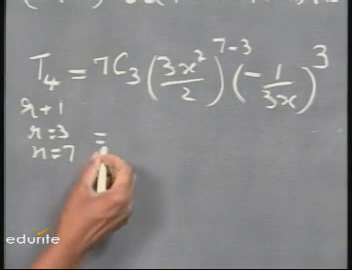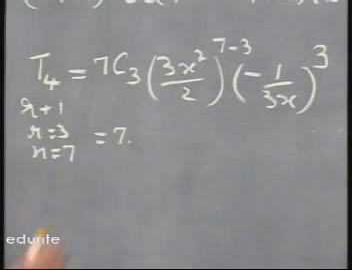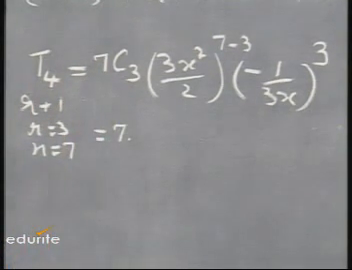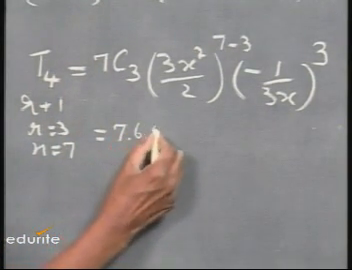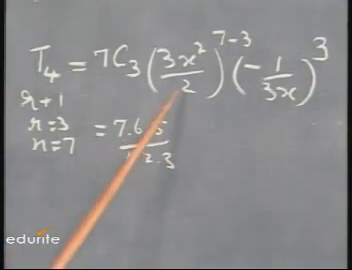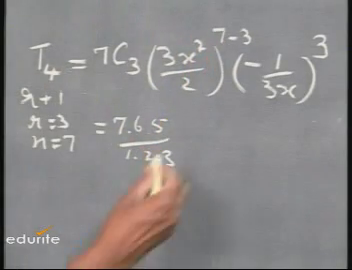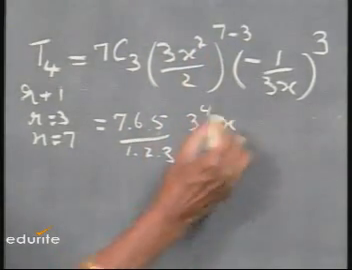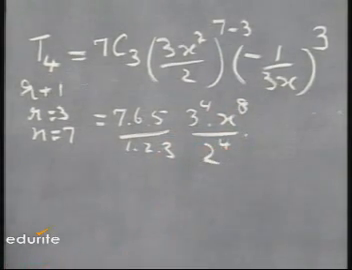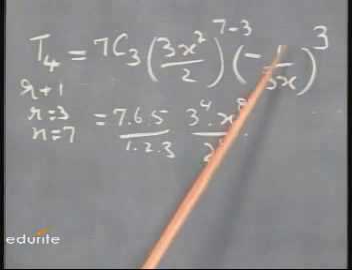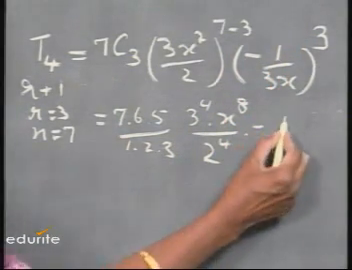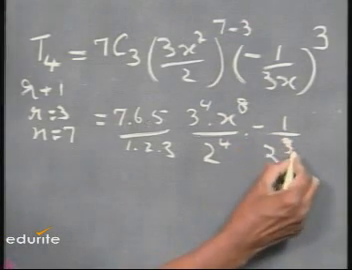Now this has to be worked out. So this will be 7C3. To work out 7C3, we know that there are going to be 3 terms: 7, 6, 5 over 1, 2, 3, and 3⁴ x⁸ over 2⁴ into, now (−1)³, odd number here, so minus will remain minus, over 3³ x³.